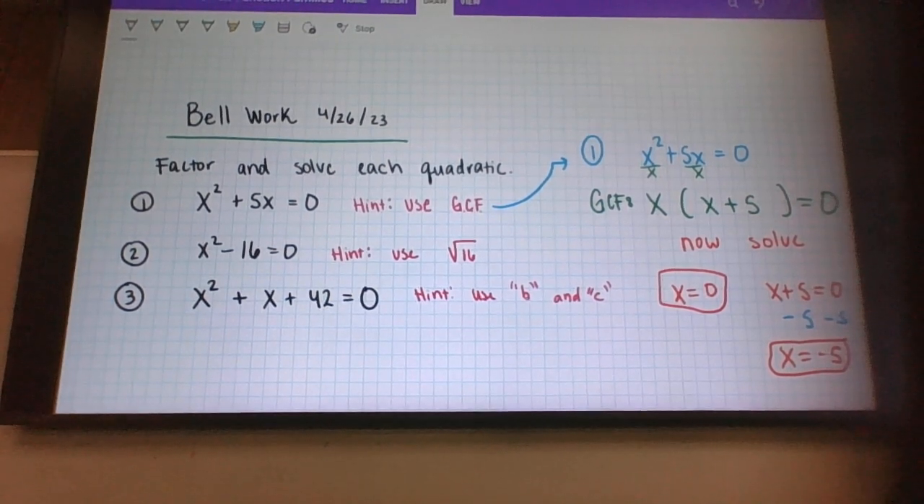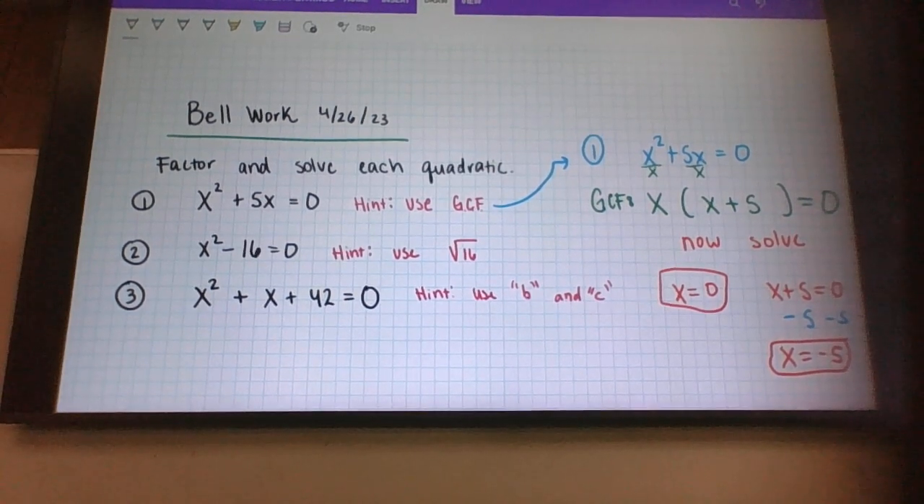And the reason this is grouped in with yesterday's orange bubbles is because zeros are intercepts. So I know a lot about this graph. It opens up and it has an intercept where x is 0 and an intercept where x is negative 5. That's what those two answers symbolize on the picture.